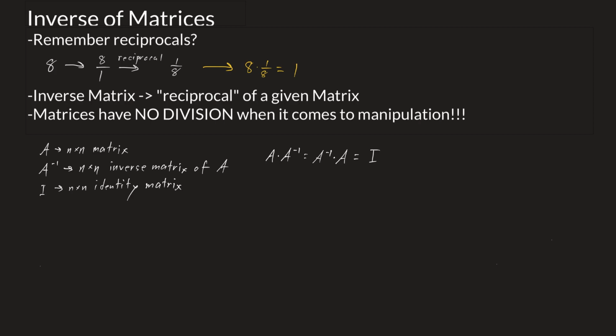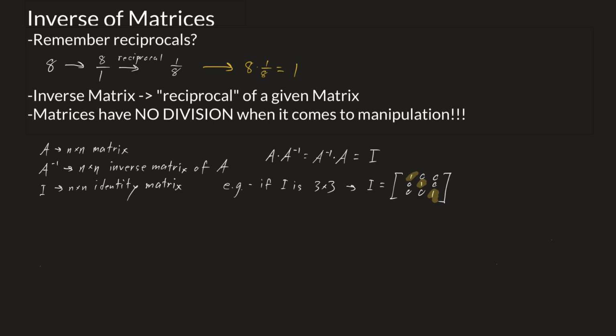For instance, if I is, let's say, 3 by 3, that means the identity matrix for this 3 by 3 is 1, 0, 0, 0, 1, 0, 0, 0, 1. Notice how all the diagonal components, like I mentioned earlier, are 1, right? That's all there is to it. That's all an identity matrix is.